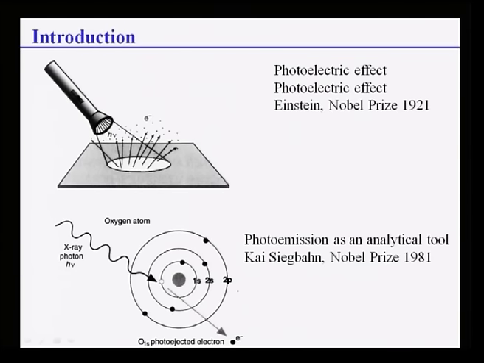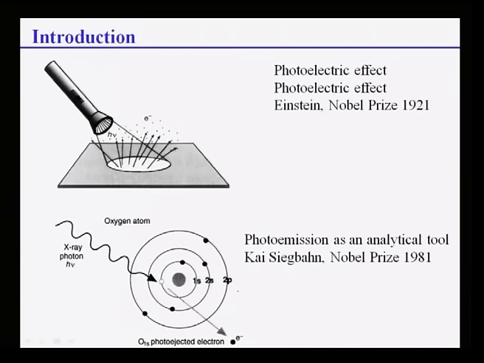XPS, as I said, is known as X-ray photoelectron spectroscopy. That means you have an X-ray source and photoelectron as the output. That's very clear, is it not? So what is actually done? As you know, the photoelectric effect was discovered long back, almost 90 years back, by Sir Albert Einstein, and he received the Nobel Prize because of this discovery.